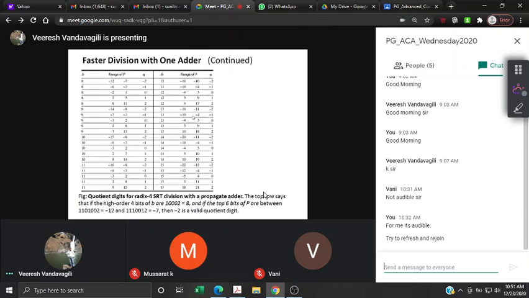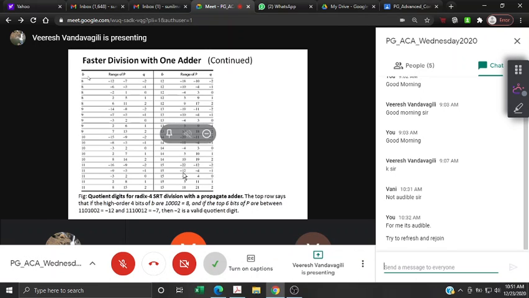See here, this is the lookup table. It has been formed from the previous one, how we have considered. So here, for example, the b value in this case is 8, 8 is there.